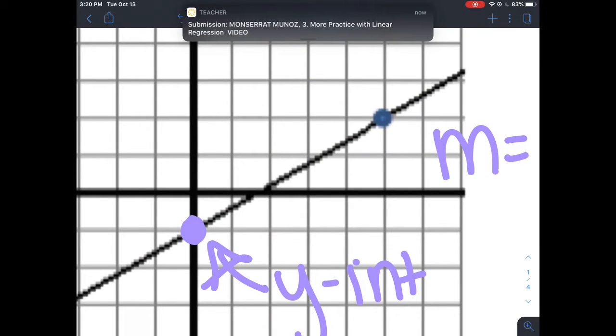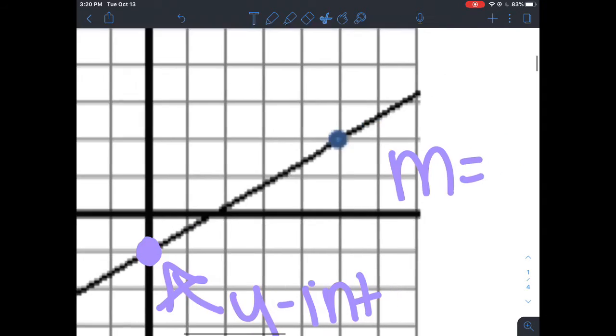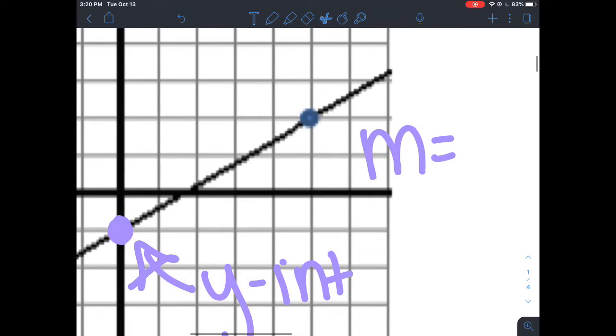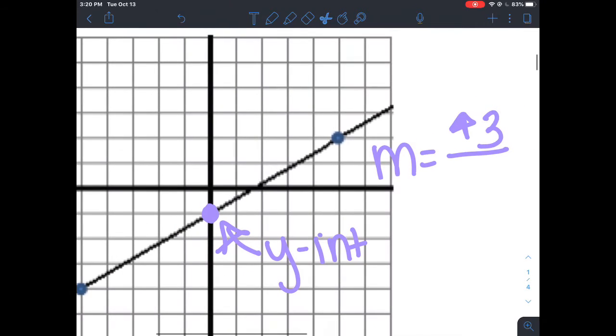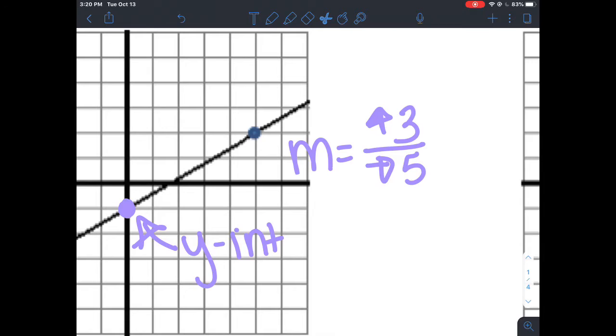Remember, rise over run. So how many did I go up? How many times did I go over? Well, from this purple point to the blue point, I went up 3, 1, 2, 3, and I went over to the right 5 times. Okay, so up is a +3, right is a +5. So my slope is 3/5.